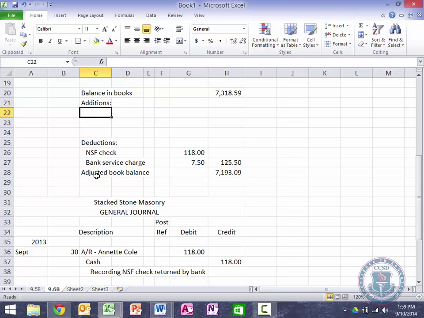So let's go ahead and put in our 2 additions. First one is that we had a note receivable collected by bank, and we had interest. No receivable, that's where the person goes and pays the bank instead of you?